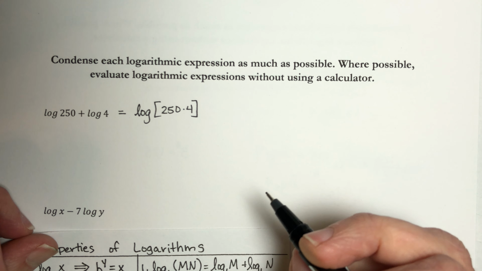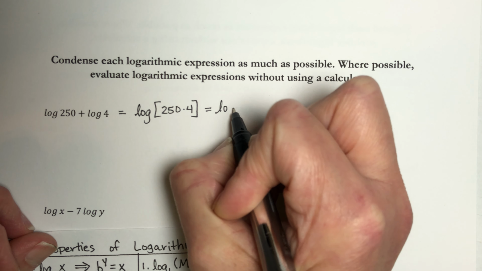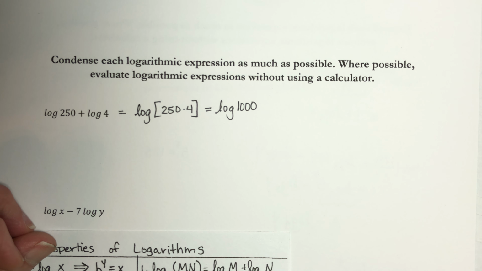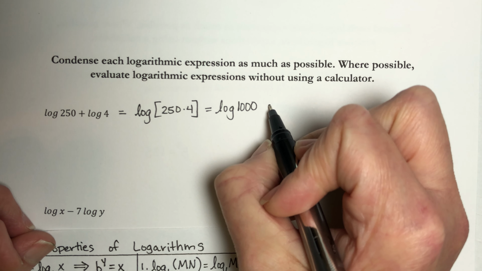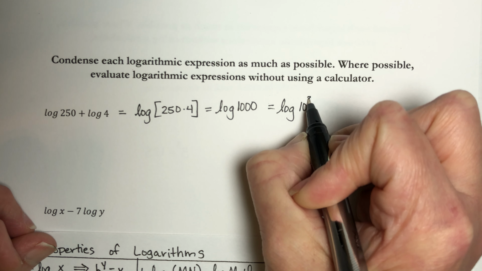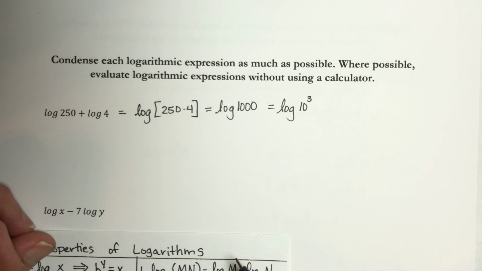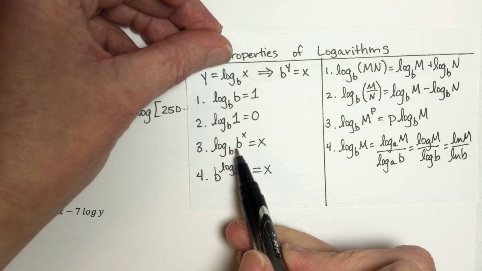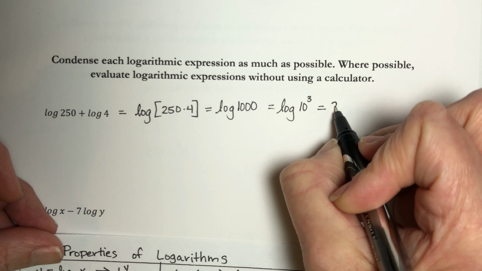And what is 250 times 4? It's 1,000. And 1,000 is a power of the understood base 10. This is log of 10 to the third power. And you know the power here because you just count the number of zeros. And so using this property right here where we have the same base, this answer is simply a 3.